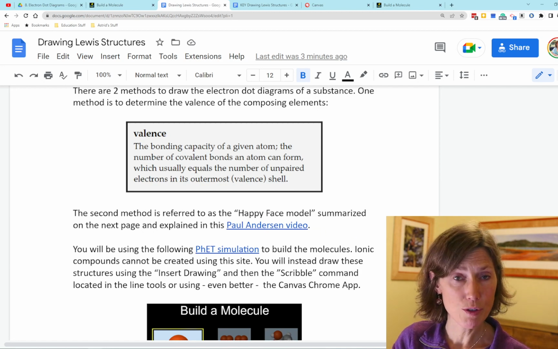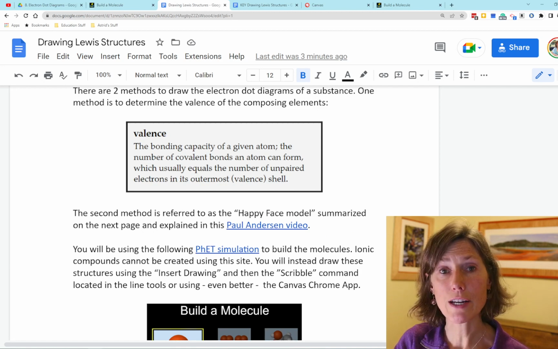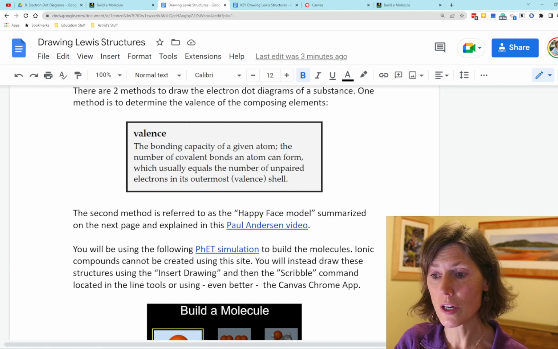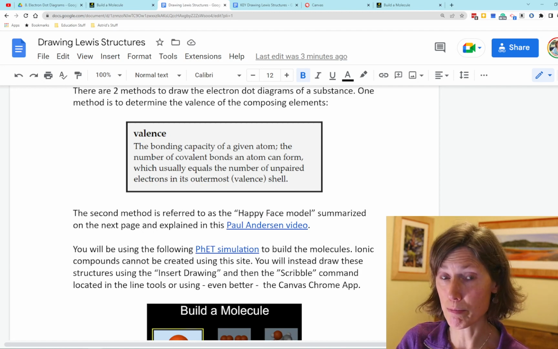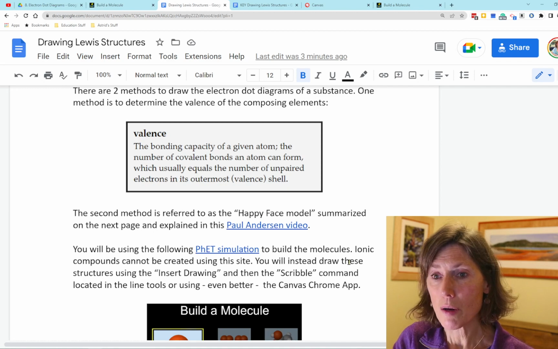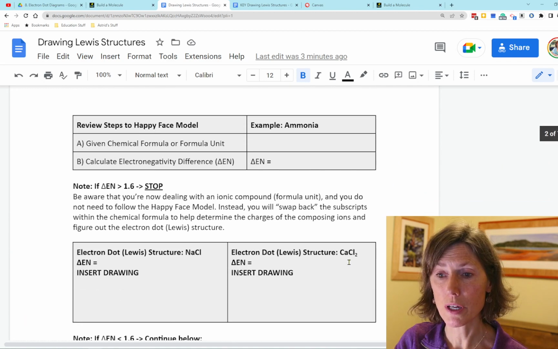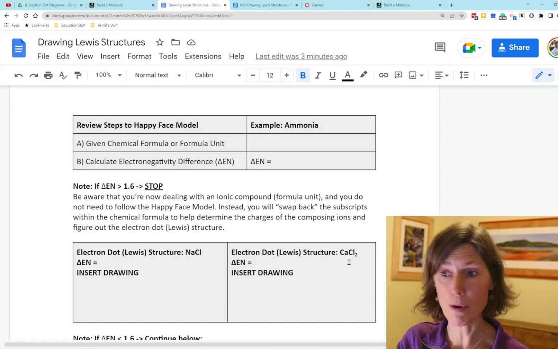And once students have become familiar with the two different methods, they can verify the drawings that they will be doing in this worksheet by going to a PhET simulation that allows them to build some of these molecules, certainly not the ionic compounds. Okay, but before we're ready to start drawing, I take them through a review. And the review steps to the happy face model involve the example ammonia.